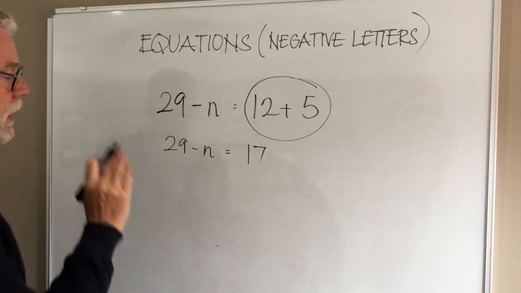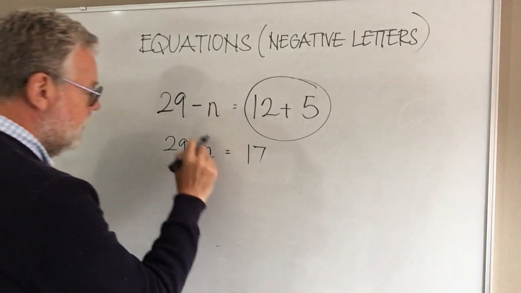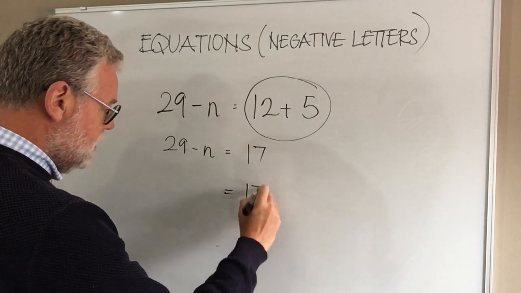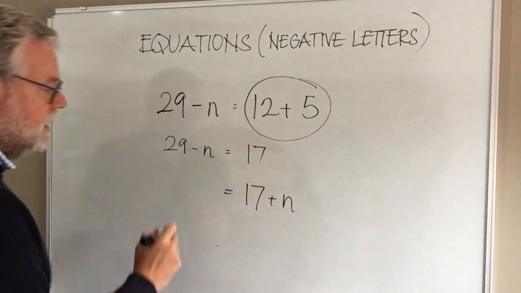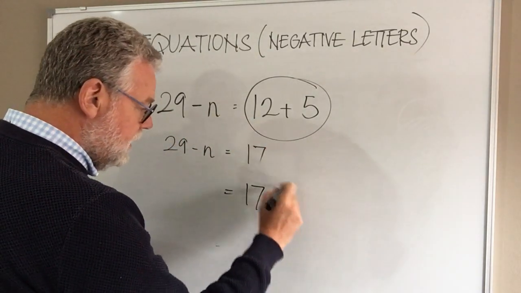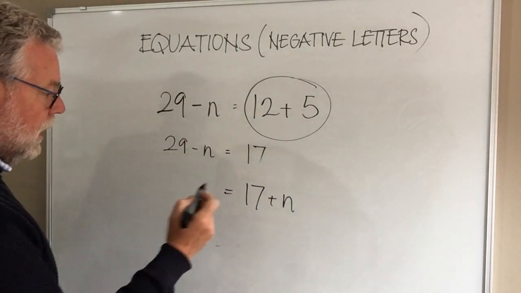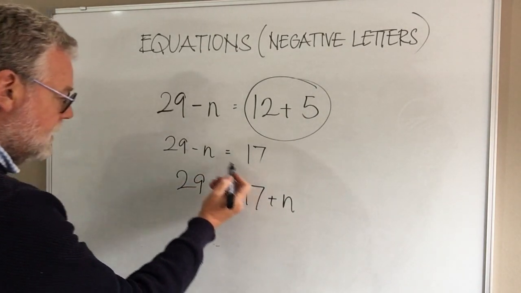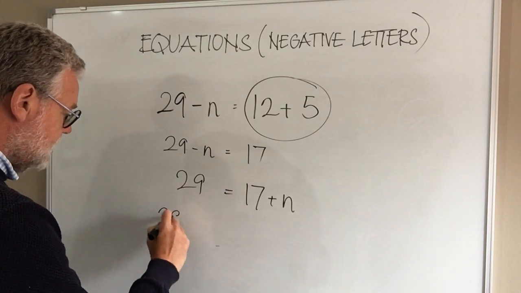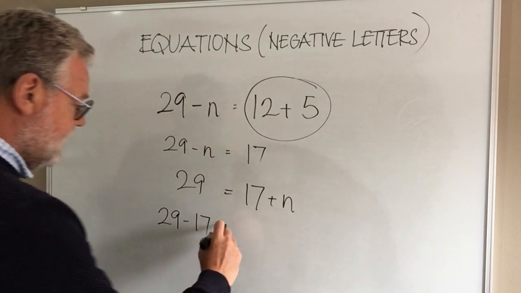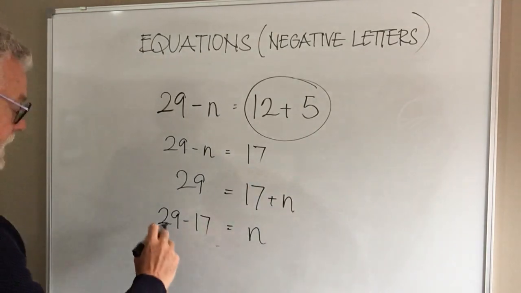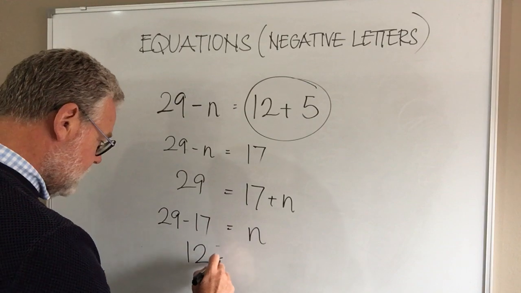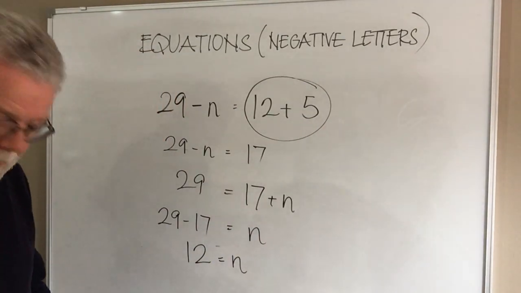Okay? Now remember, I want to keep my letter positive or make it positive. So I'm going to take it to the other side of the equation. So it gives me 17 plus n. Always remember, when we change the side, we change the sign. And then I'd have, obviously, 29 equals 17 plus n. I then take the 17 across to the other side, so that becomes 29 take away 17 equals n. And so 29 take away 17, the answer is 12, so 12 equals n. And that's it.